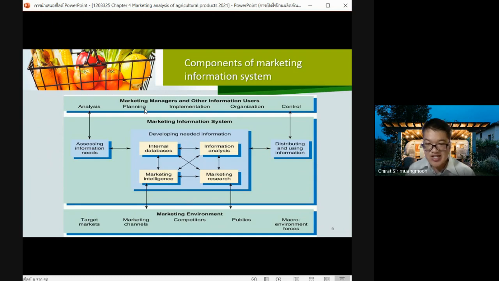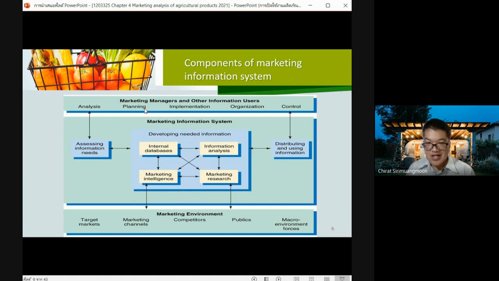And the last part, the third part, is the marketing environment. So why do we need to be concerned about the marketing environment? Because they are actually outside of the company, but this is very important if you know them well. You need to know who your target market is, what marketing channel you should use, who the competitors are, what public policies or public events you can conduct, and what forces come from the macro environment. All these things together link directly to marketing intelligence and marketing research.